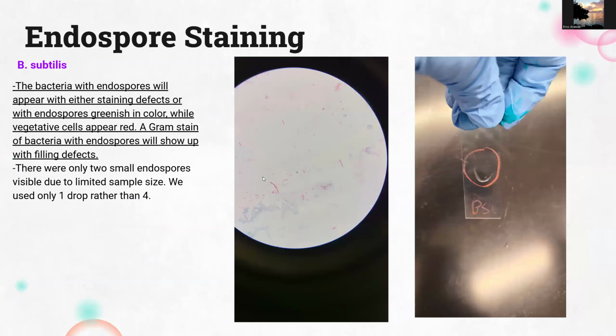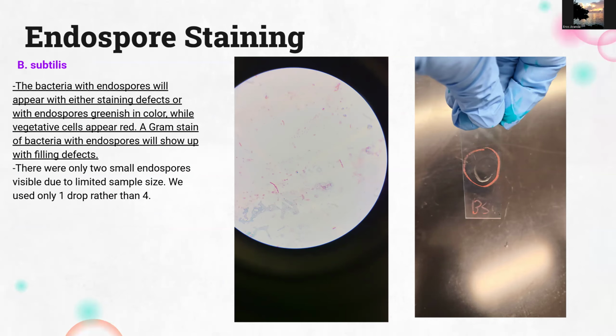In endospore staining, this one was honestly a really interesting one because although we did mess up a bit, we still ended up succeeding in this one. So with bacteria with endospores you'll see two things. You'll see endospores that are a little greenish and other cells will appear red.